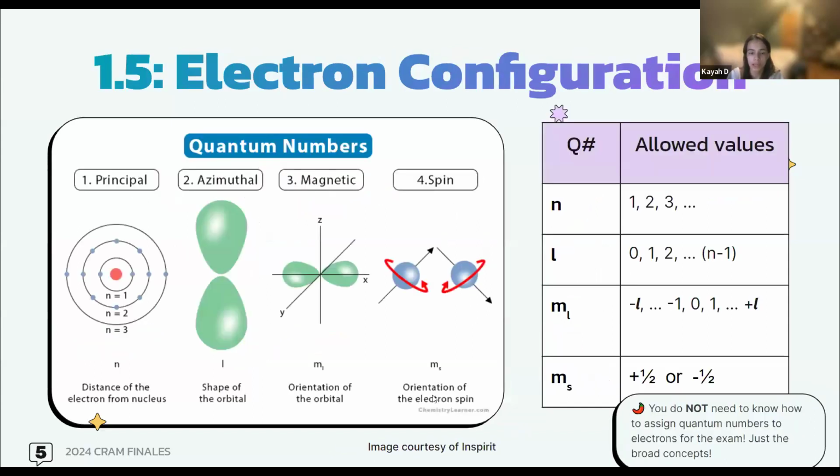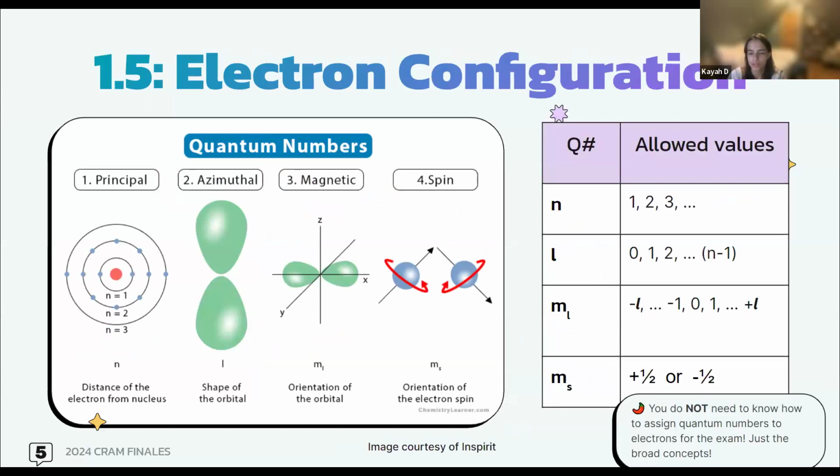And then with electron configuration, we also have quantum numbers. You don't need to know how to assign quantum numbers to electrons for the exam. You just need to understand the broad concept, right? So you have the quantum numbers N, L, M subscript L, and M subscript S.